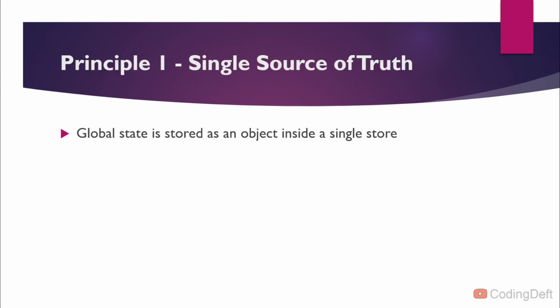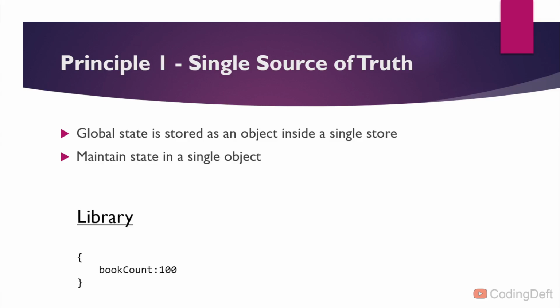The first principle of Redux says that your application's entire state should live in one single object managed by the Redux store. This makes the state management centralized and predictable. Think about a library where we are tracking how many books are available. We can store that information in a single object with a book count property. Redux manages this object through its store.